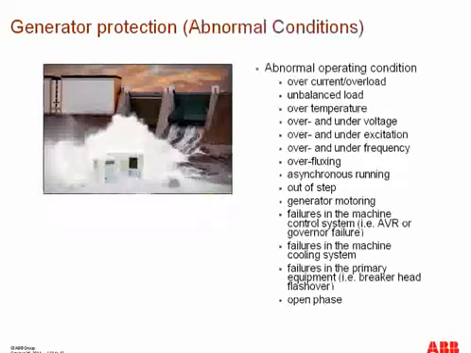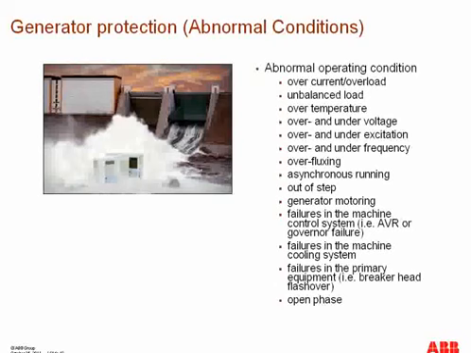Then there can be several abnormal conditions which can impact generator protection. Those abnormal conditions can be overcurrent and overload conditions, unbalanced load, over temperature, over and under voltage conditions, over and under excitation conditions. Similarly, over and under frequency, over fluxing conditions, asynchronous running, out of step or pole slip conditions. Generator motoring can also harm the generators and generator systems connected to the generators.